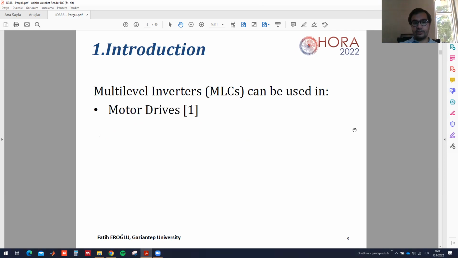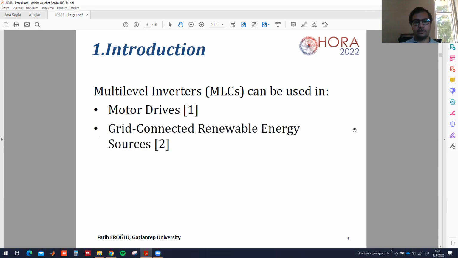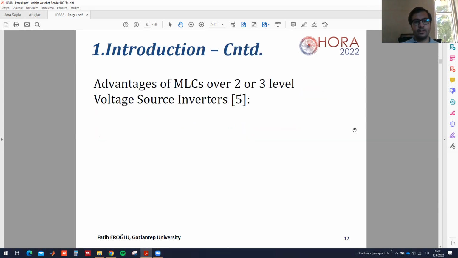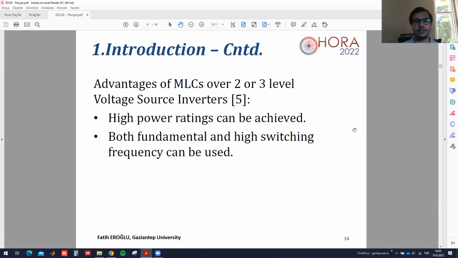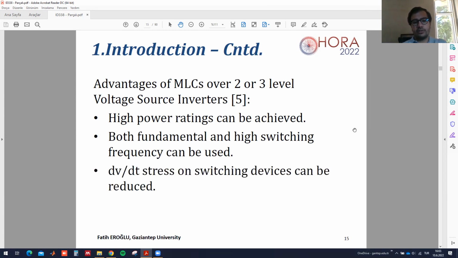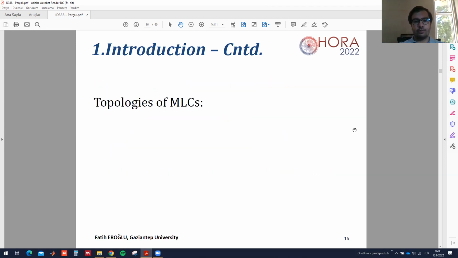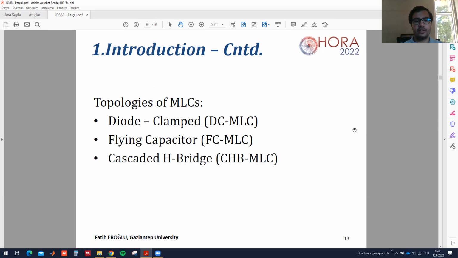Multi-level converters can be used in several applications like motor drives, grid-connected renewable energy sources, high voltage DC transmission, and reactive power compensation. There are some advantages of multi-level converters over 2 or 3 level converters: high power ratings can be achieved, both fundamental and high switching frequencies can be used, and dV/dt stresses can be reduced. There are basically 3 topologies of multi-level converters. The first one is diode clamped, the second one is flying capacitor, and the last one is the cascaded H-bridge multi-level converter. This is the topology that we will use in our paper.